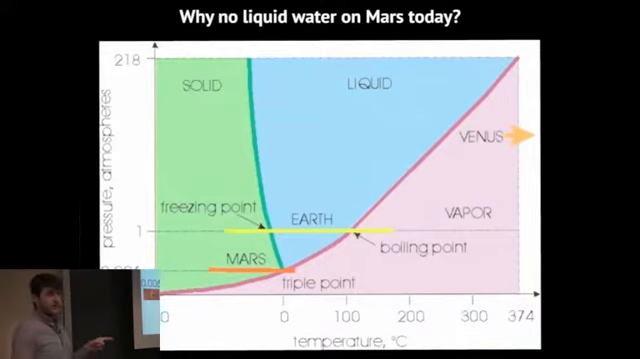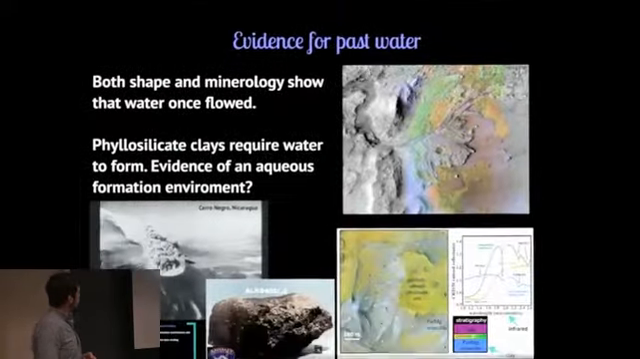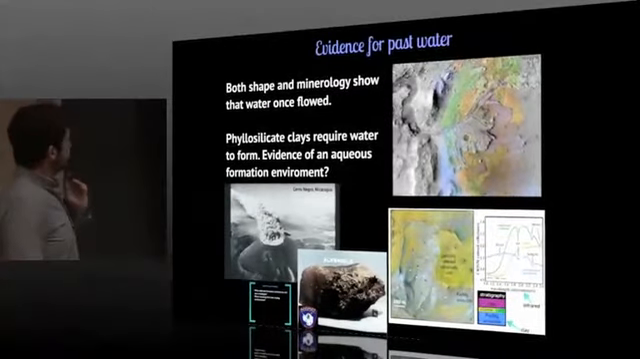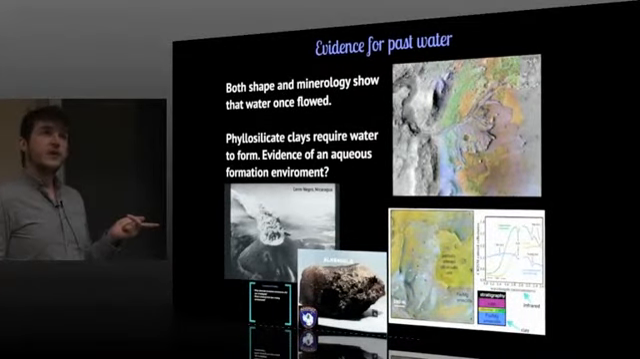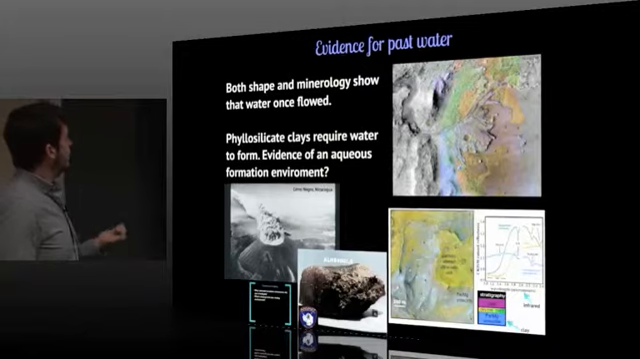Now, this is water in its pure form, right? You can throw a whole bunch of chloride salts in there and maybe get water to stay liquid, just like when they put de-icers on the road, the water stays liquid instead of freezing and killing everybody. All right. So there's lots of evidence for past water, even if there can't be liquid water on Mars today.